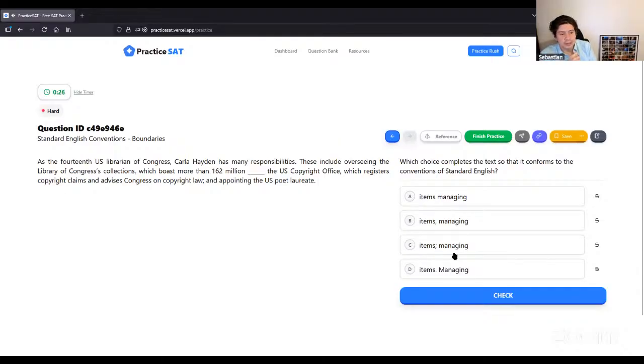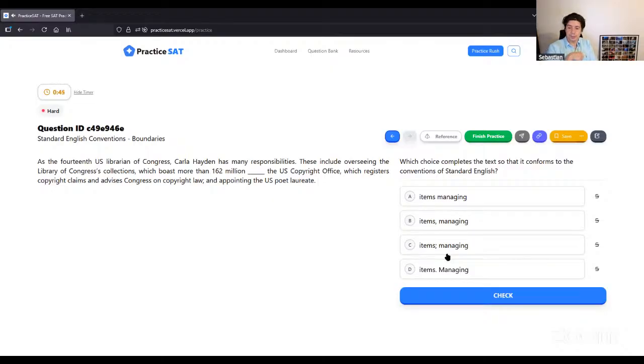As the 14th Librarian of Congress, Carla Hayden has many responsibilities. These include overseeing the Library of Congress's collection, which boasts more than 162 million blank, the U.S. Copyright items, managing the U.S. Copyright Office, which registers copyrights.